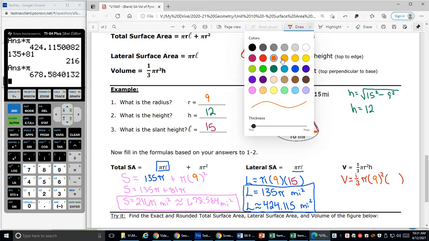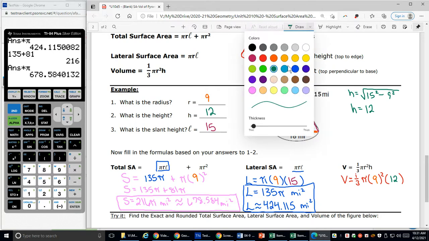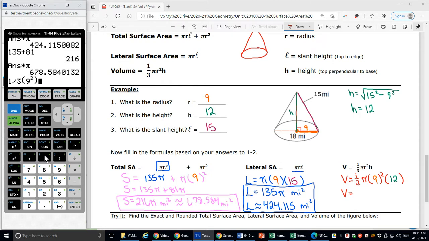My h is 12. We used Pythagorean theorem to find it. So in my calculator, I'm going to do everything but pi. 1/3, 1 divided by 3, times 9 squared, times 12. And notice I have the squared inside the parentheses, and over here I have it outside. It's not going to make a difference in this problem, okay? It would make a difference if there was like a plus or something inside here, but there's not. It's just the 9. When I hit enter, I get 324.